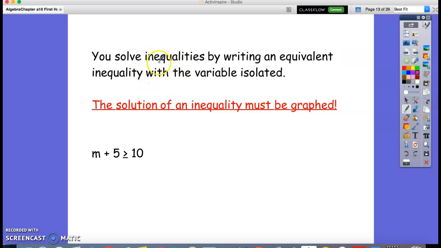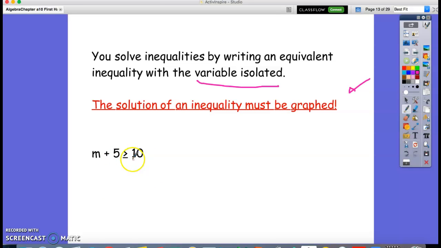So, you solve an inequality by writing an equivalent inequality with the variable isolated. So basically, you are isolating the variable again, so there's nothing new here. The solution of an inequality must be graphed. That's an important thing that you should remember, because for inequalities, the solutions are most of the time infinite. So we need to actually show the graph.